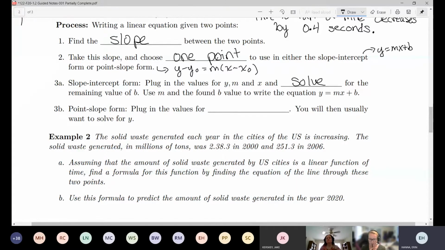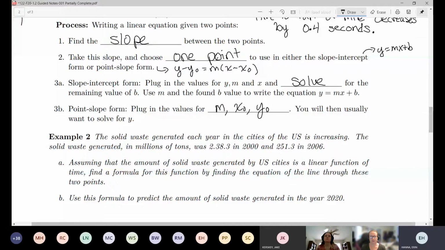But if you're using point-slope form, you're going to plug in the values for your slope and your x naught and your y naught, depending on the point that you chose. And then you'll usually want to solve for y, so you'll want to swing this y naught over to the other side. Sorry, something keeps flashing on my laptop. I think everything's okay. Depending on who's asking, you might also need to distribute the m and do some algebra, so it can get a little more tedious.